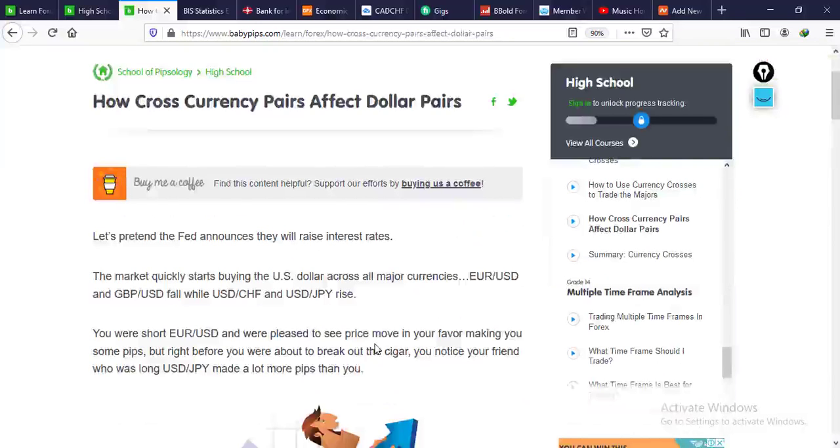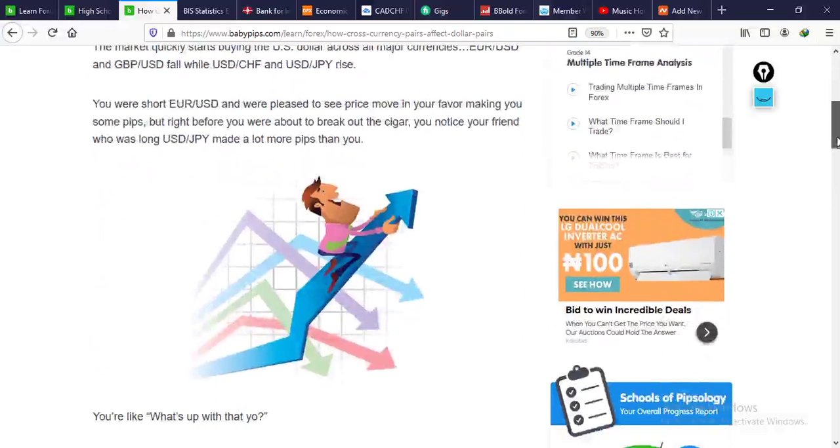So cross currencies can actually affect dollar pairs. Okay, let's just pretend for example the Feds announced that they want to raise interest rates, and quickly the market reacts. People are buying the US dollar, and major currencies like the EU is dropping, the GU is also dropping, but the USD CHF and the USD JPY is on the rise, right? So you were already short on the EU, and you notice that, man, I have made a lot of profits. But then you notice that your friend who was long on USD JPY, he made more profits than you, and you're like, what?